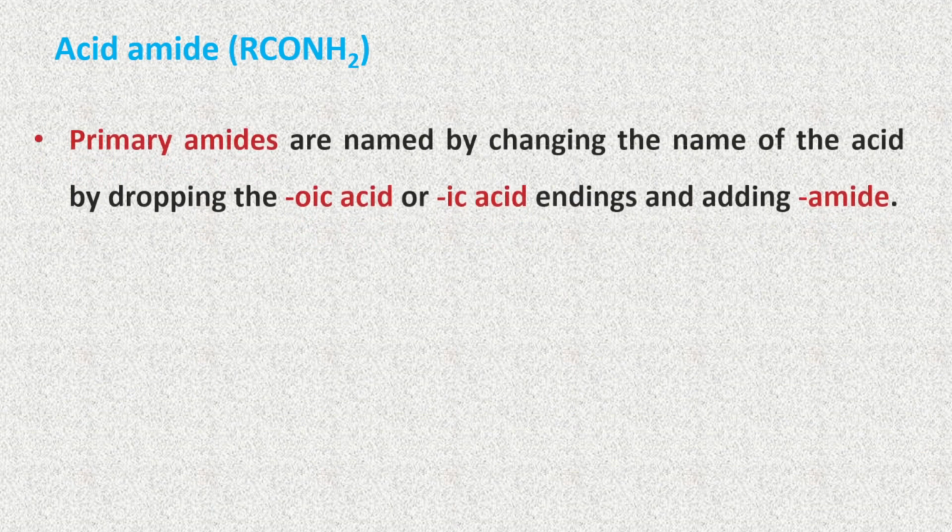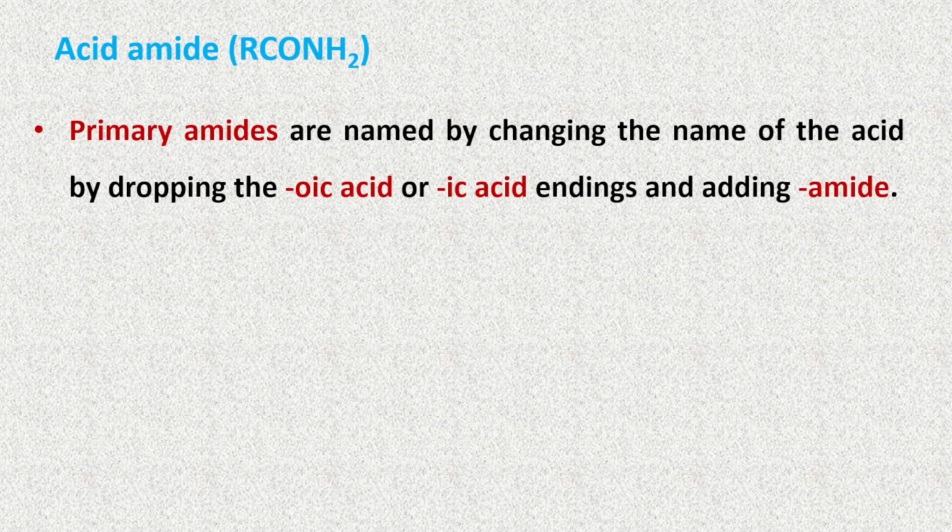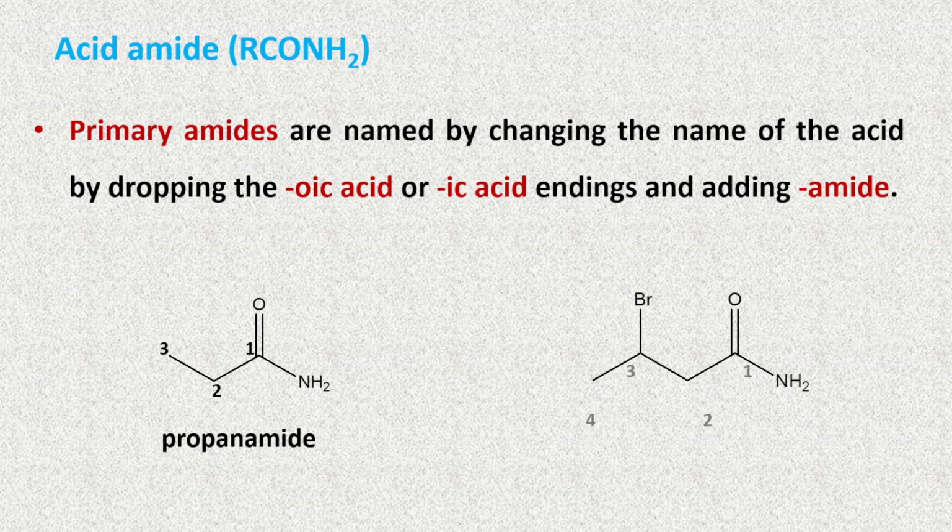Acid amide. An amide can be primary, secondary or tertiary. Primary amides are named by changing the name of the acid by dropping the oic acid or ic acid and adding amide. For example, propanamide, as there are 3 carbons in the parent chain. Similarly, 3-bromobutanamide.